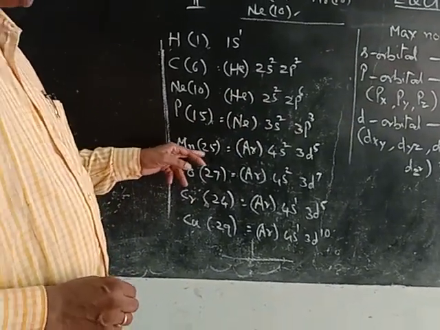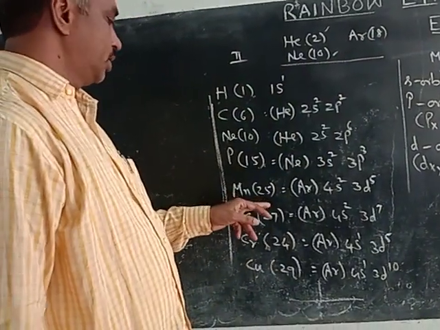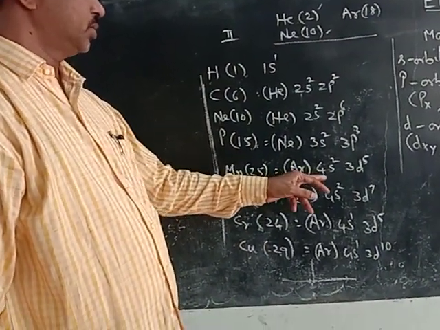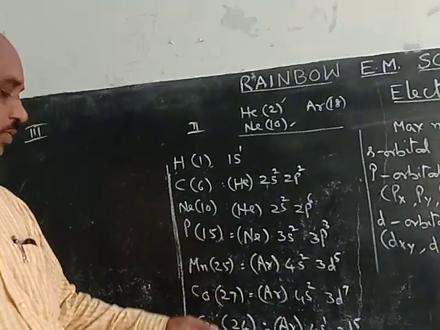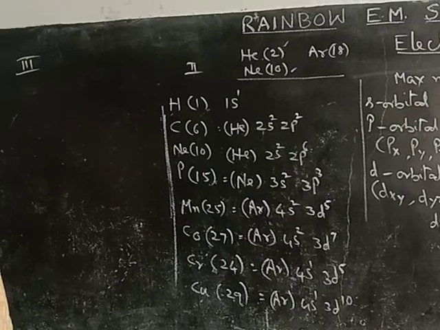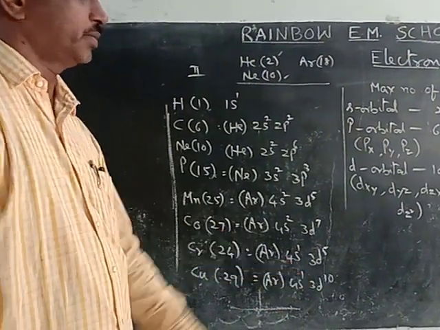Manganese, 25, the nearest inert gas below is argon. So write argon, 18 electrons already filled, and write the remaining configuration. In the same way, we can write cobalt, chromium and copper. Copper atomic number is 29, argon 4s1, 3d10.